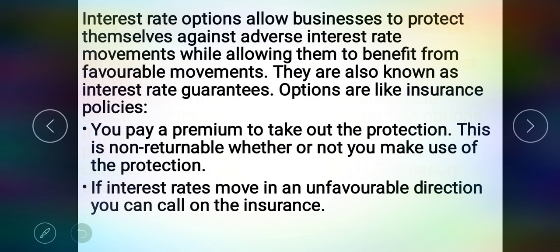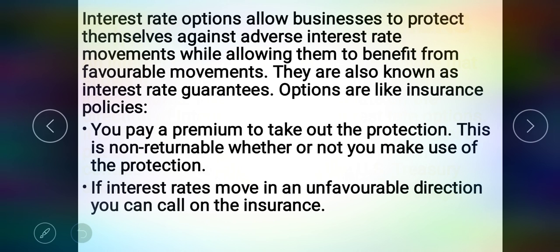Interest rate options allow businesses to protect themselves against adverse interest rate movements. Not only businesses, it also helps companies and investors against unfavorable interest rates, but it also allows them to get the benefit of favorable movements. They are also known as interest rate guarantees. Why? Because they assure a minimum guarantee or a minimum return to the investors.